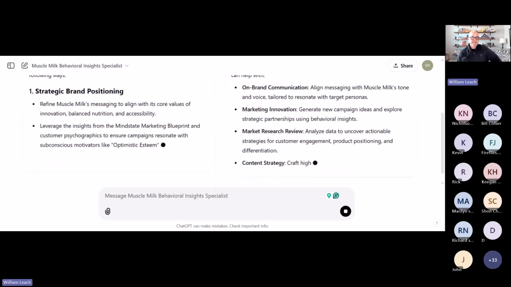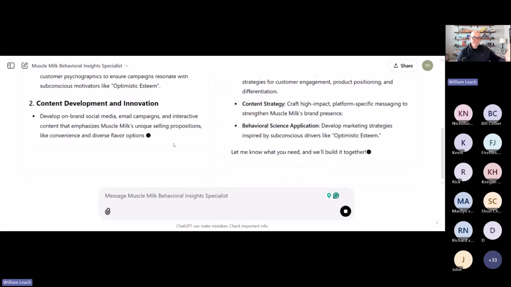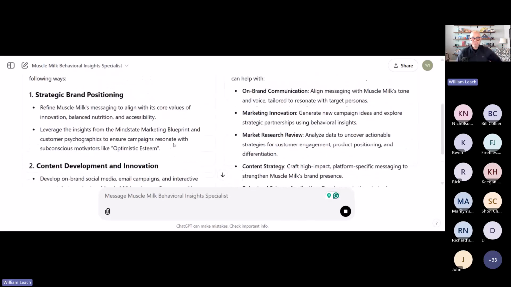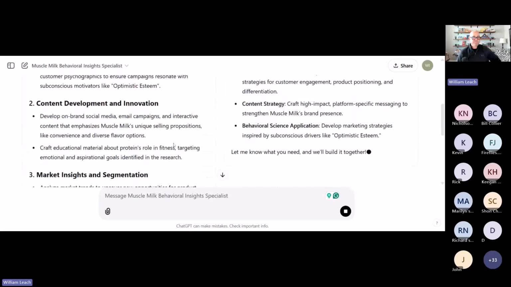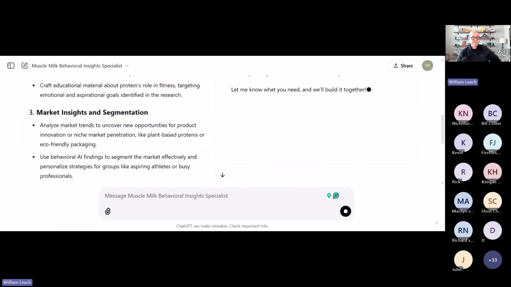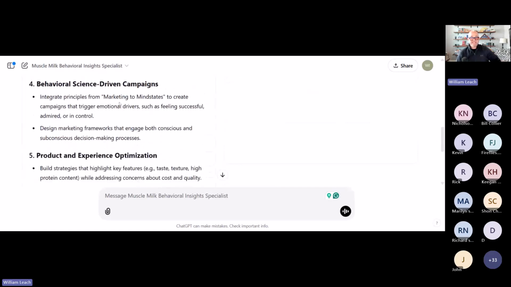So you can see here, it's taking the information from the research as well as the brand guidelines. It's telling you, here's how you could use this, right? In this case, there's strategic brand positioning. You can use it for content development and innovation. You can use it for market insights and segmentation. Here's what I love: behavioral science driven campaigns.